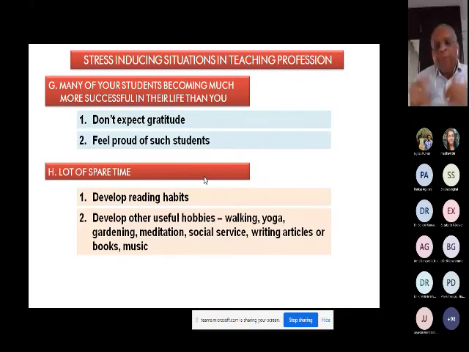Now, sometimes we have spare time. Develop reading habits, develop useful hobbies like walking, yoga, gardening, meditation, social service, writing articles, books, music. I've written about 10 books. See, I've trained about 500,000, 5 lakhs of people. And I talk on about 85 topics in 5 languages: Kannada, Telugu, Tamil, English, Hindi. I have about 50 dancers who make dance dramas on educative topics. So you can do any amount of jobs. You should be a mountain of strength, a fountain of energy, and a volcano of enthusiasm. That's what a teacher should be. Next.